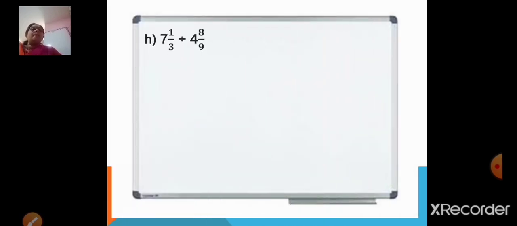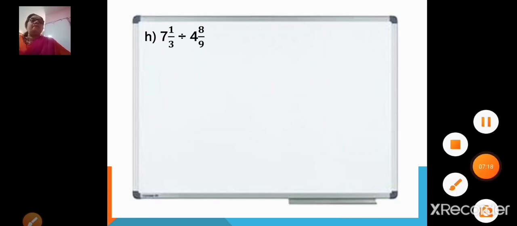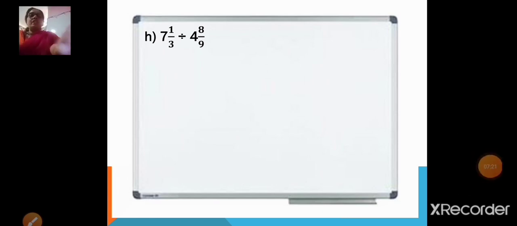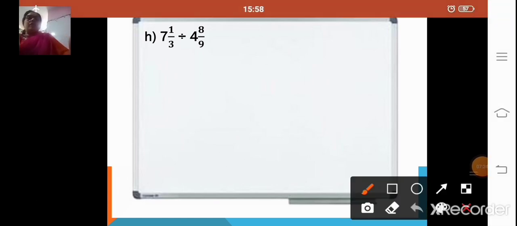Coming to the next sum, 7 whole 1 upon 3 divided by 4 whole 8 upon 9. Now here both the fractions are mixed fractions. So what we will do is change them into improper fractions. Let us take the first one: 3 7s are 21 plus 1, that is 22 upon 3, and the second one is 9 4s are 36 plus 8. So what is 36 plus 8? That is 44 upon 9.